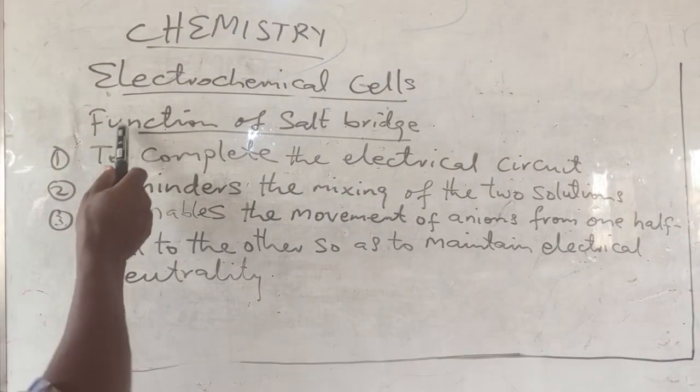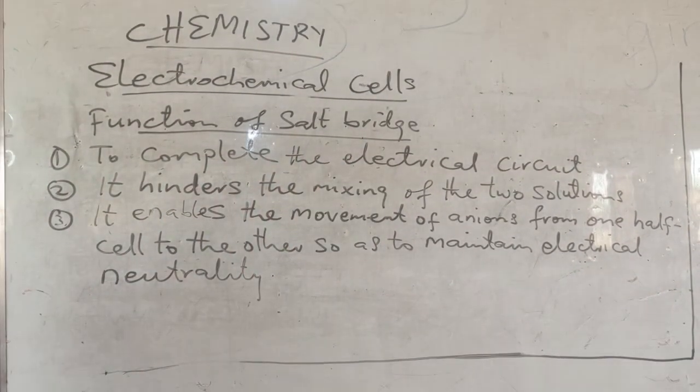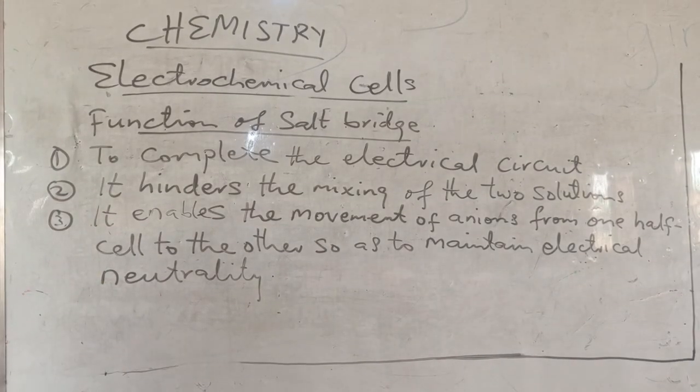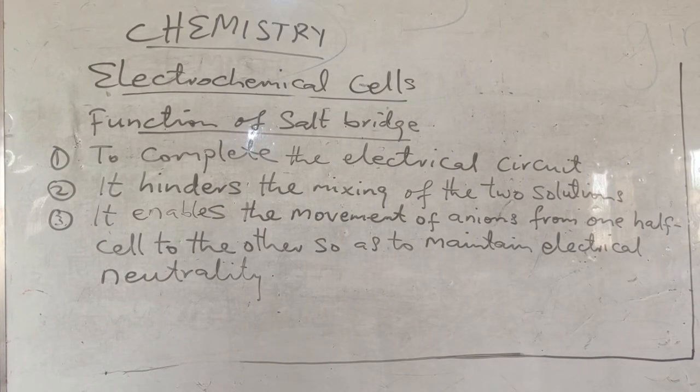Now let's look at the function of the salt bridge. 1. To complete the electrical circuit. I talked about that. 2. It hinders the mixing of the two solutions. You saw that. 3. It enables the movement of anions from one half cell to the other so as to maintain electrical neutrality. So we have already said that.